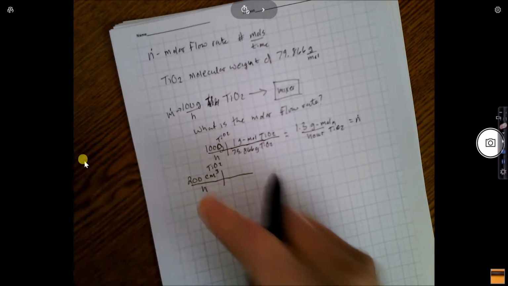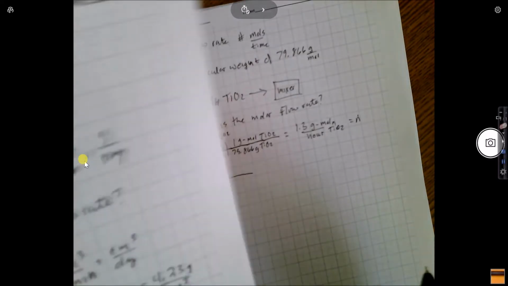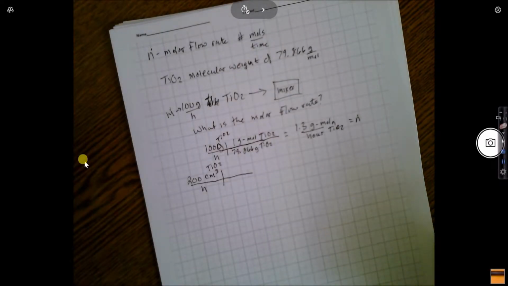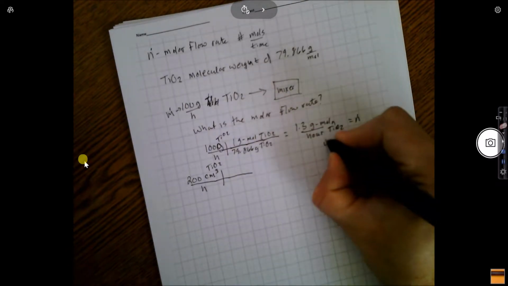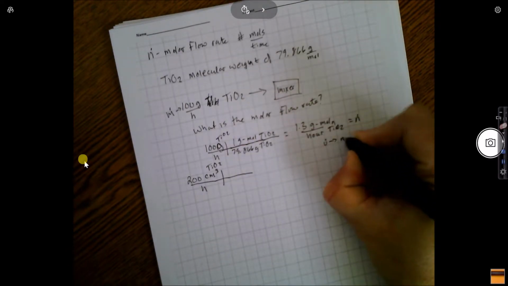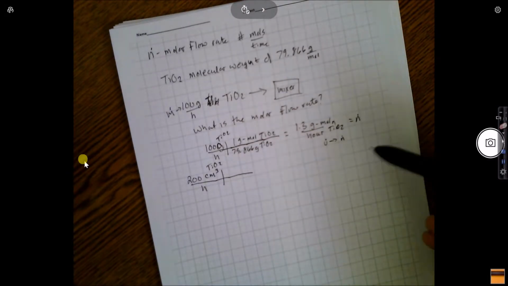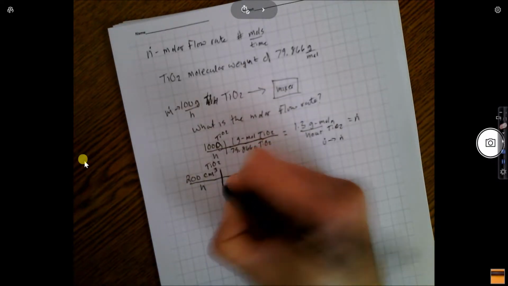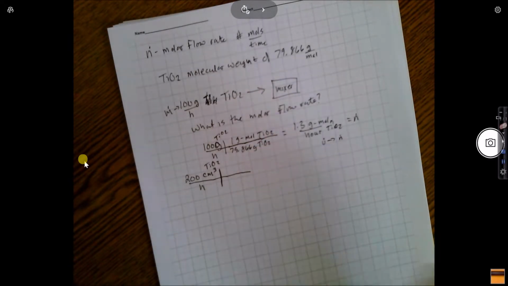We said on our mass flow rate problem that the density of TiO2 was 4.23 grams per centimeter cubed. If we're trying to get from a volumetric flow rate to a molar flow rate, so from volume per time to moles per time, there's one in-between step we have to make. First we have to go from volume to mass, and then from mass to moles.